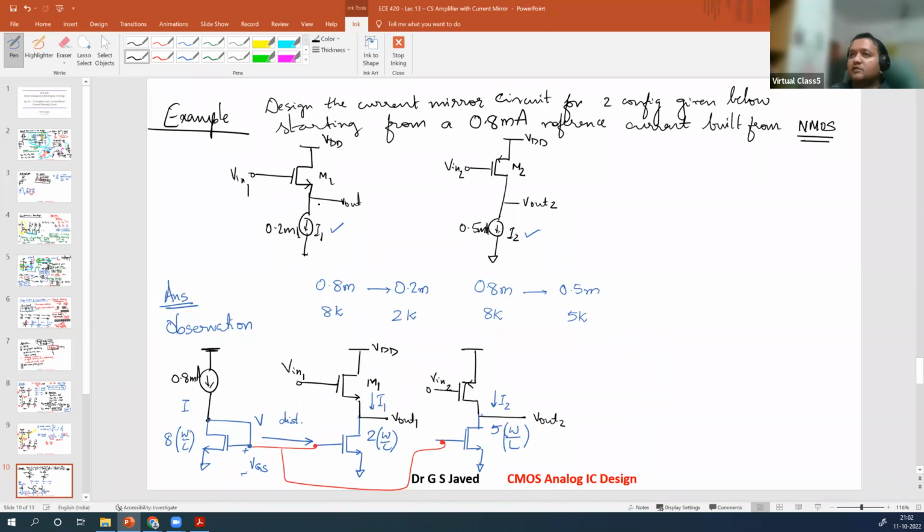Now, quick observations. Again, what are the observations we have? In this circuit, the input is applied to the gate, and the output is connected to the source. Right? And this is an NMOS circuit. So what does this mean? This is a source follower. Or what is the circuit called? It is a common drain circuit. Output is taken from the source, input is at the gate, and the drain is common. So this is a common drain circuit.